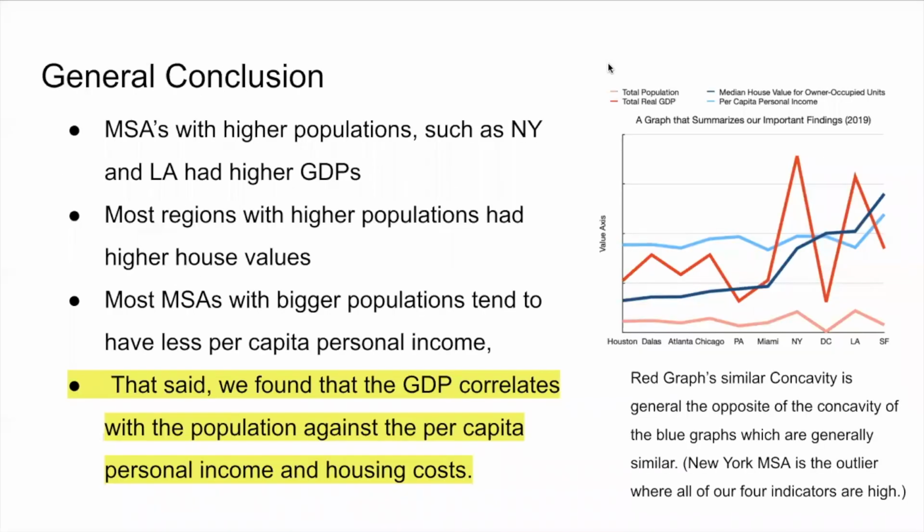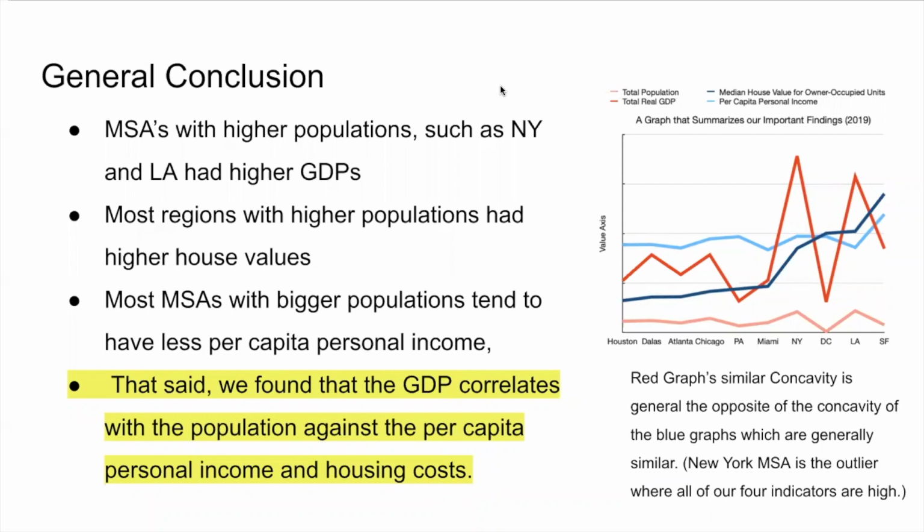So this is our more general conclusion. We found that MSAs with higher populations, such as New York and Los Angeles, had higher GDPs. And this is understandable in both directions. High GDPs attract immigration and increase the population, while a higher population also means more economic productivity and GDP.